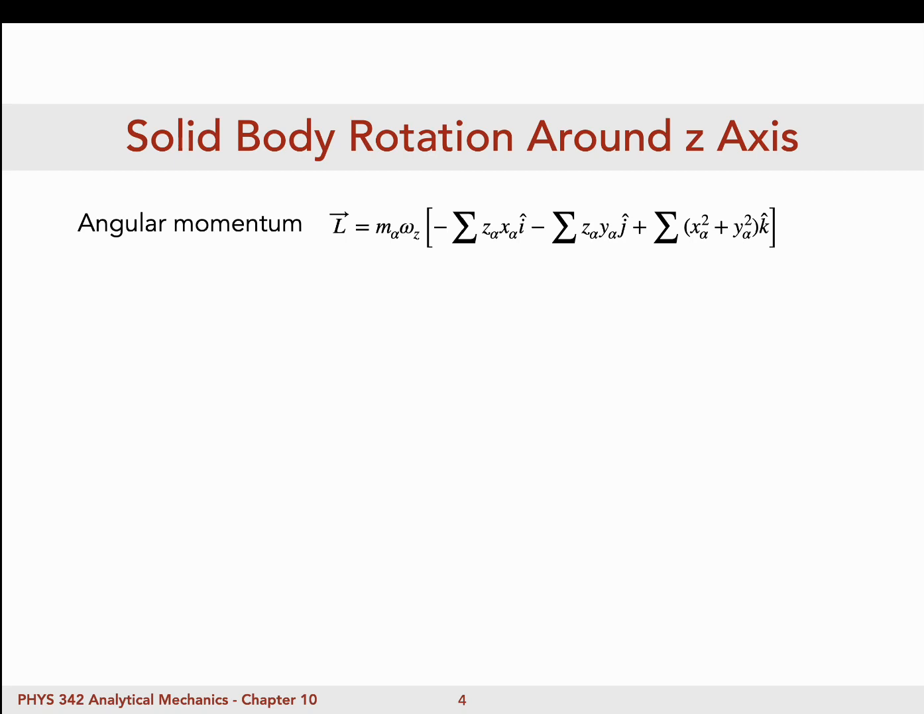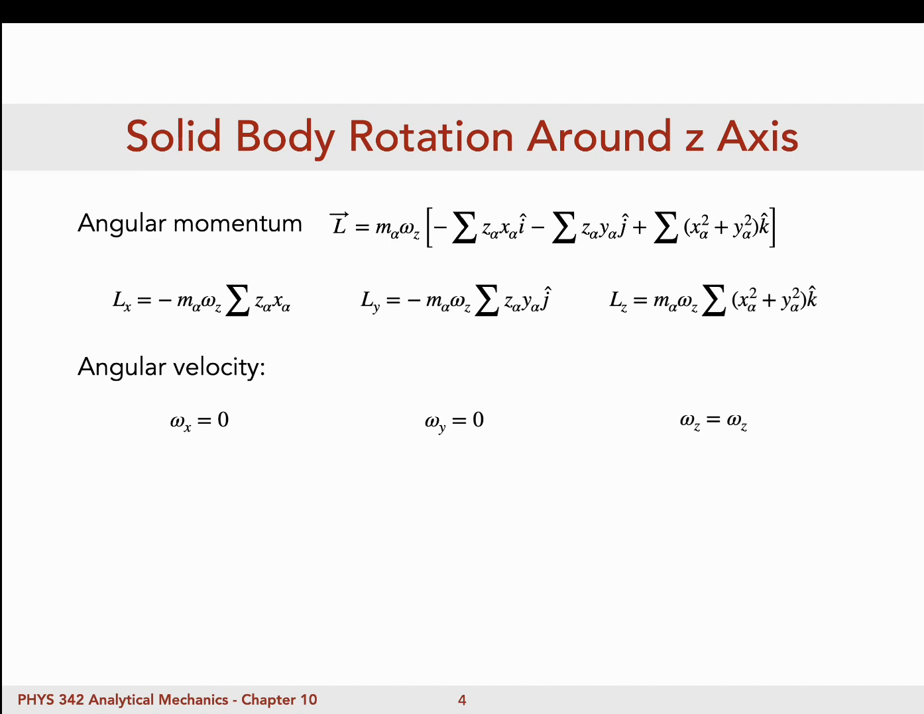Okay, so let's look at this a little bit more. I'm just copying over the expression from the last page. We can break this into components. So the x component I just wrote over here, that's the x component of the angular momentum. This middle one is the y component, and then that's the z component.